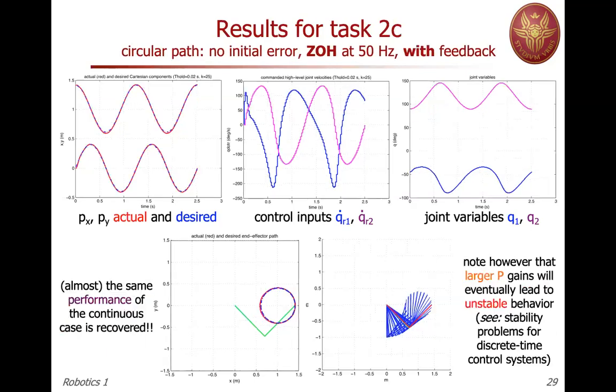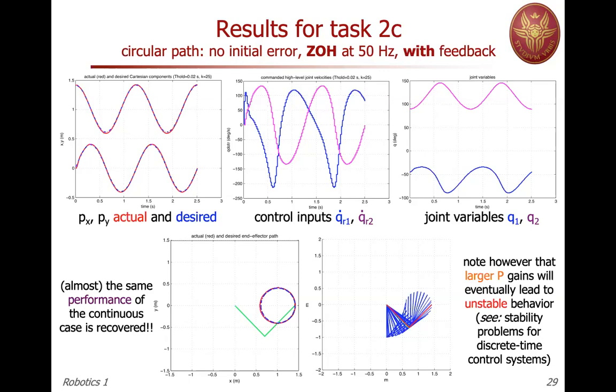Okay, so what if we close the feedback? Now you see that there's still a slight error. For instance, in the first plot, you can see that the red line is not perfectly superposed to the dashed blue line. The control inputs are still piecewise constant. For the joint variables, everything returns to being two circles, so it's almost perfect with this 50 milliseconds.